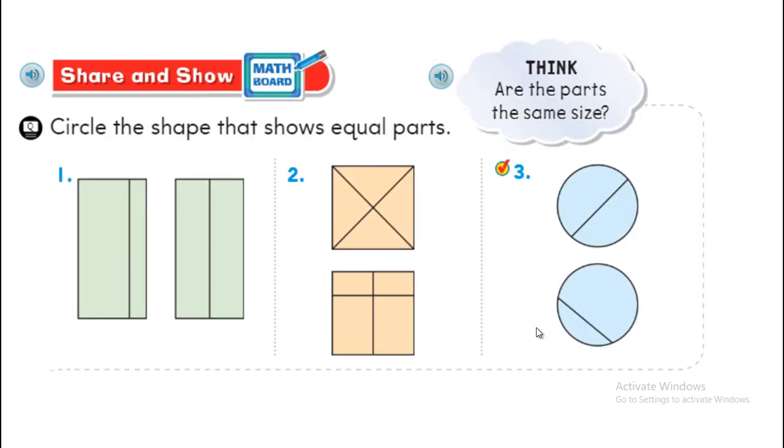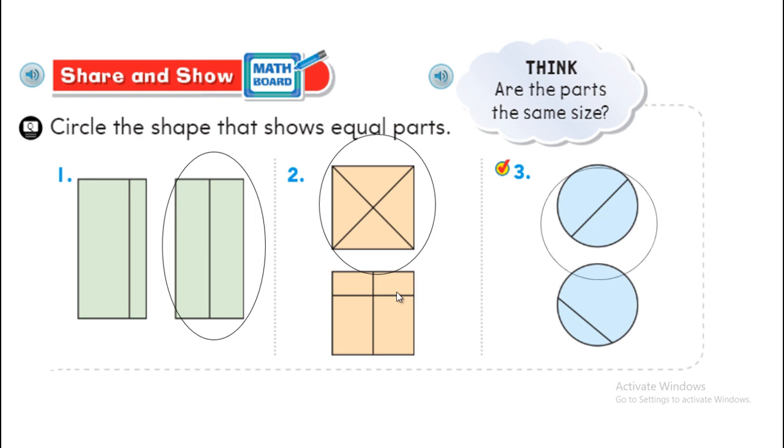Now, circle the shape that shows equal parts. Only the shapes that show equal parts. In number 1, which shape shows equal parts? Which rectangle is divided into 2 equal shares? Of course, the second one. Wonderful. Now in number 2, which square is divided into equal parts? The first one. Wonderful. And this one? No, not the same, different sizes. In number 3, which circle is divided into equal parts?